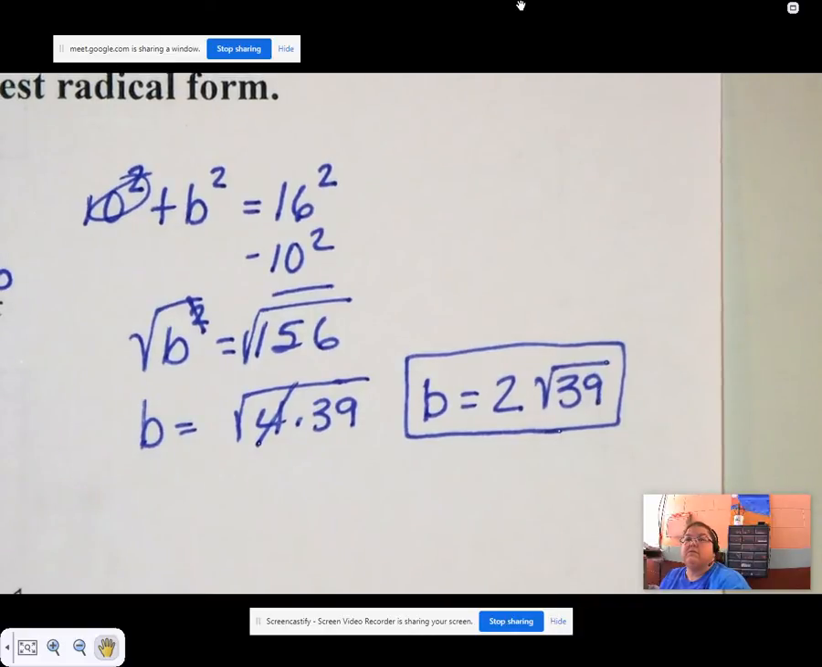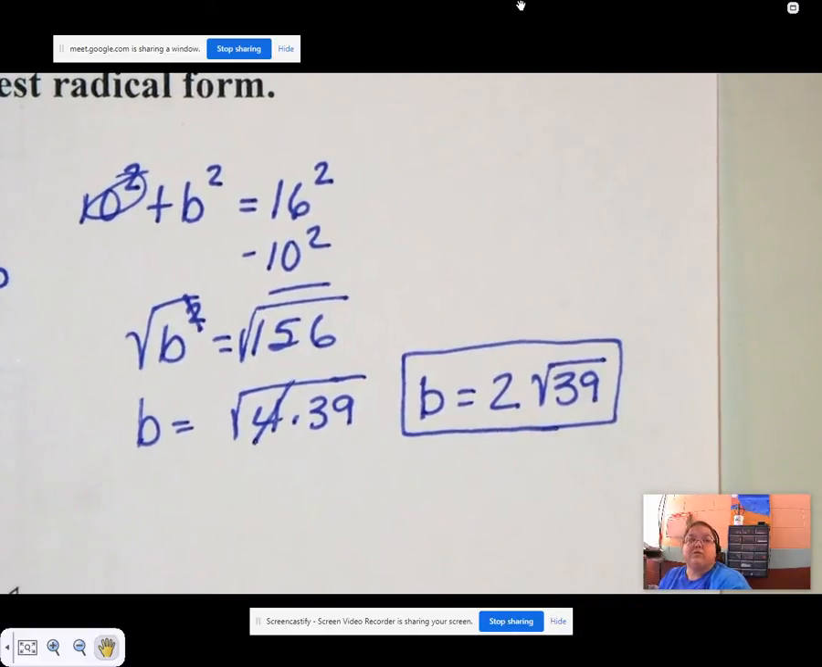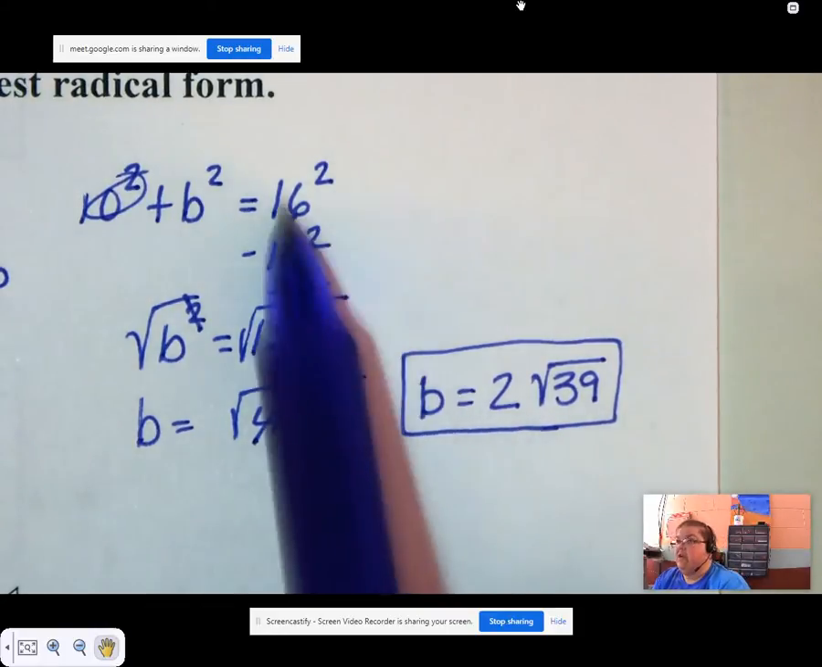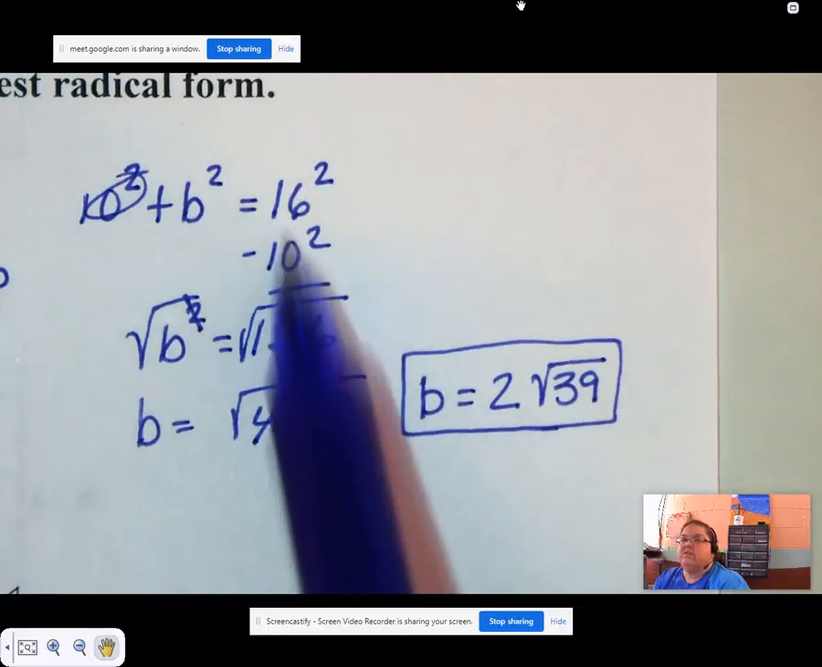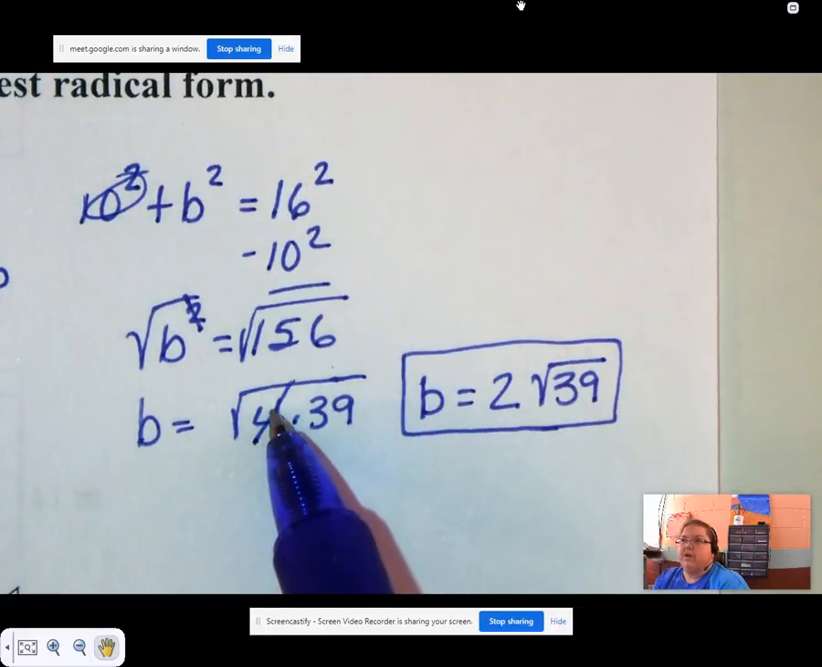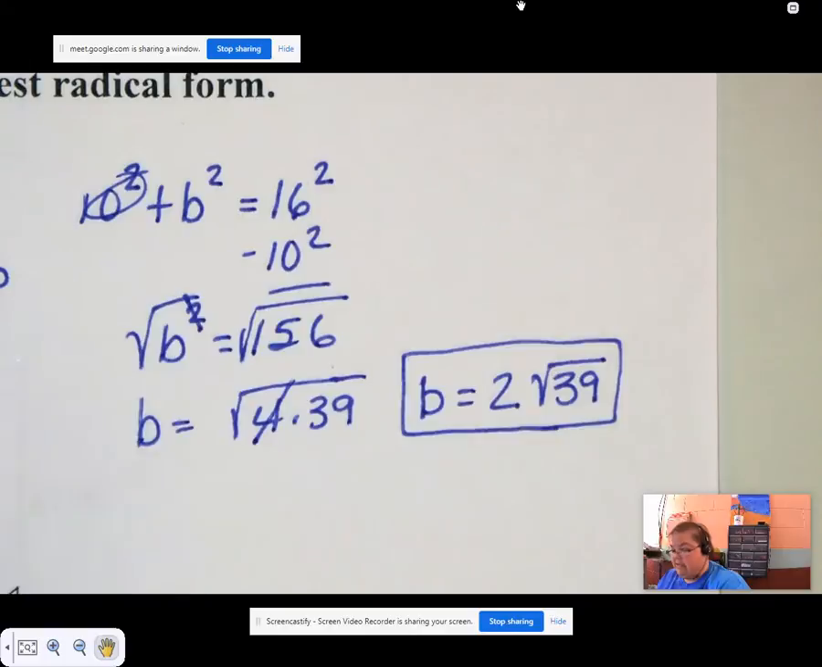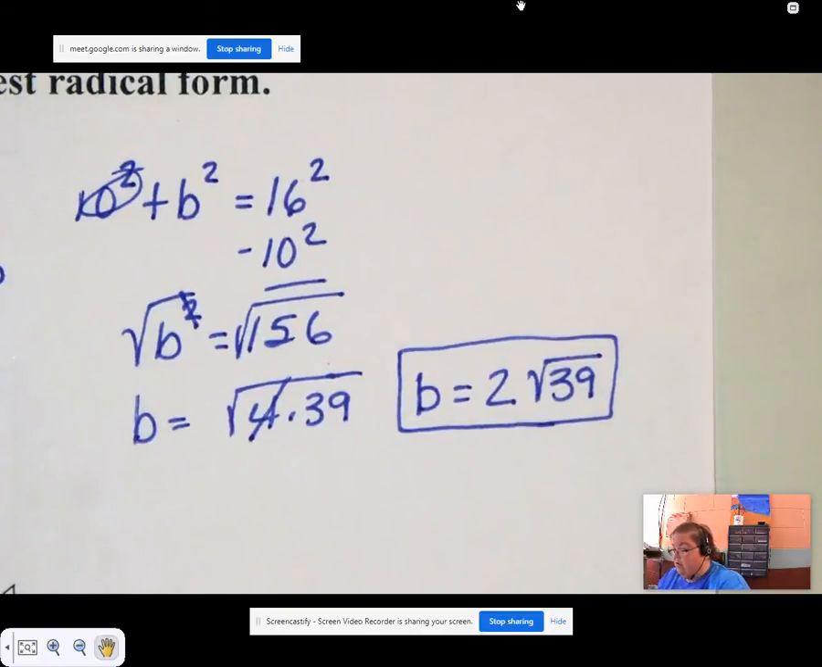Questions? Use the calculator to solve them. Use the calculator to do this subtraction for you, okay? Or if it's all on one side, that addition. Questions? All right, let's look at number 6.